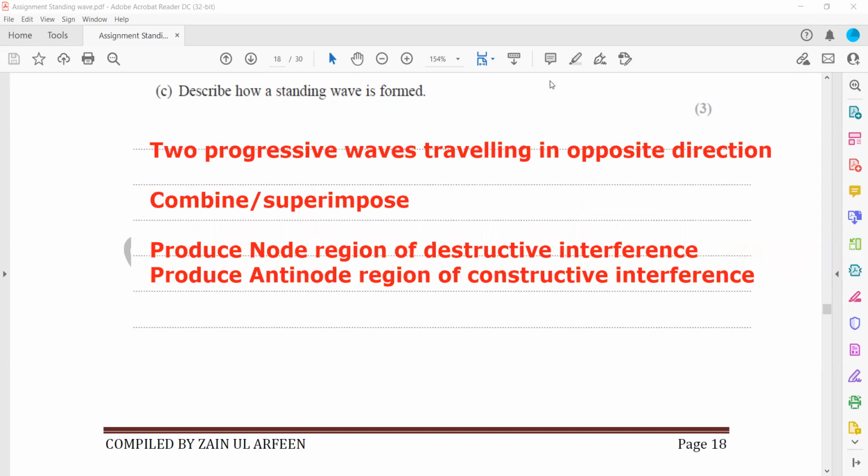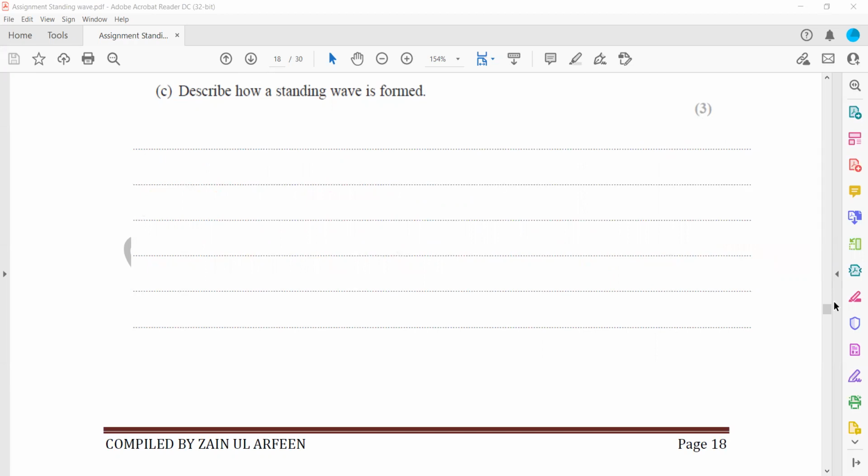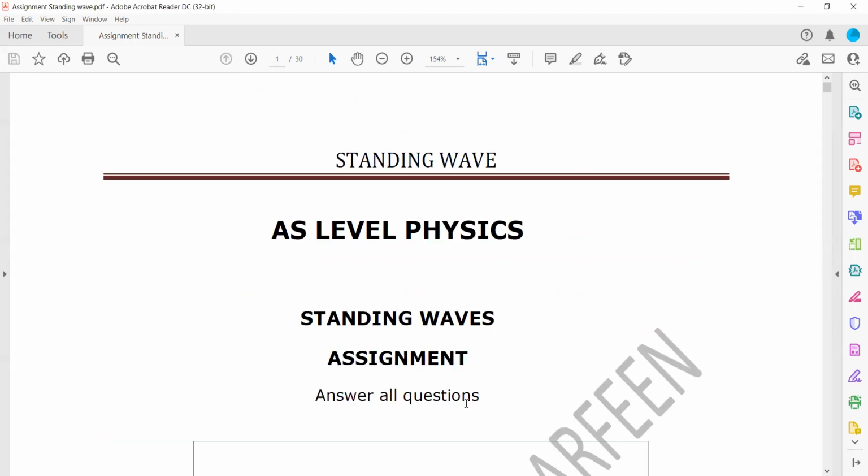So this was the exercise related to the topic standing waves. Any question or doubt related to the class?